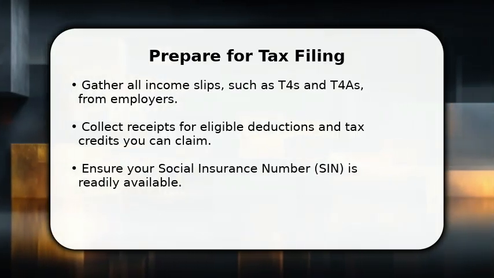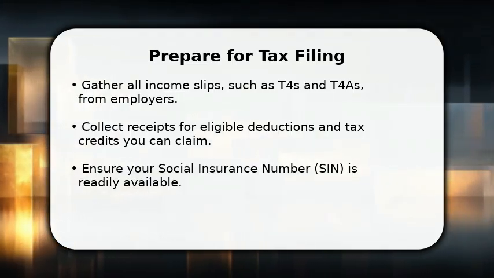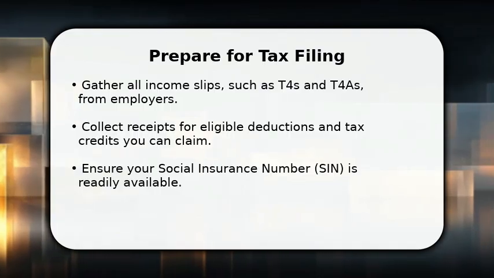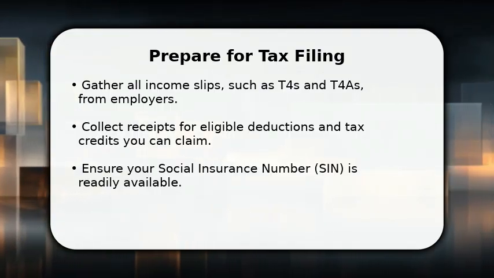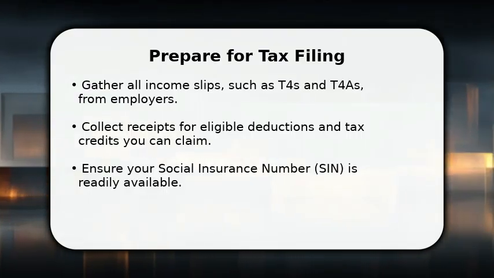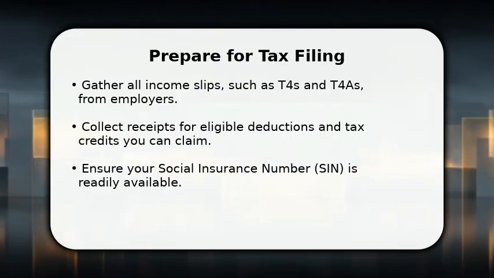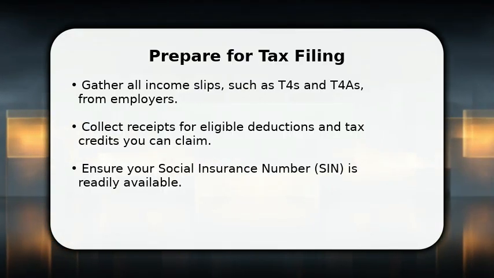First, gather all your essential documents. This includes income slips like T4s, T4As, and any other relevant tax forms. Also, collect receipts for any deductions or credits you plan to claim, such as medical expenses or charitable donations. Make sure your social insurance number is handy for the process.